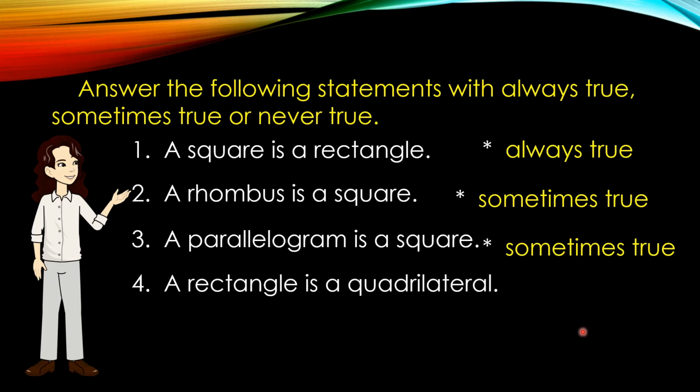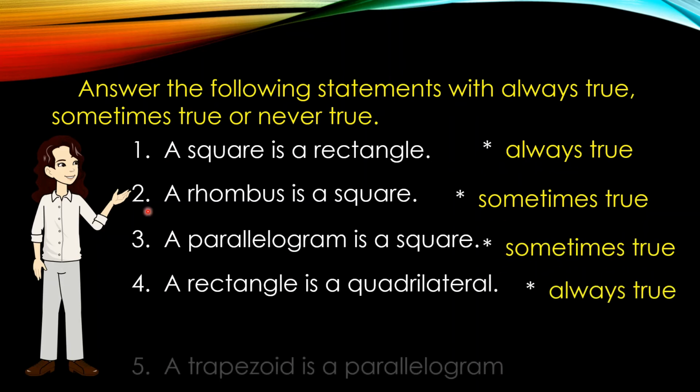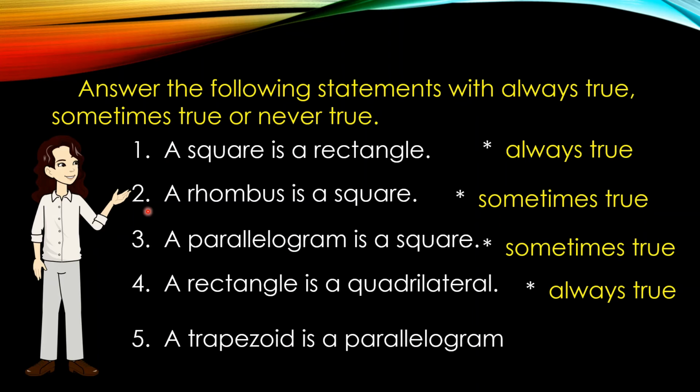A rectangle is a quadrilateral. So, the rectangle is at the bottom and at the top is the quadrilateral. So, going up, always true. And a trapezoid is a parallelogram. That is horizontal. That is never true. I said earlier that it was vertical, but it is horizontal. When it is horizontal, across from each other, that is never true.